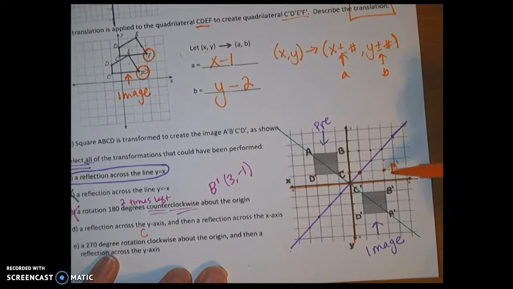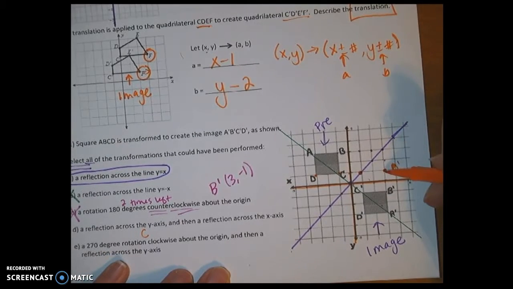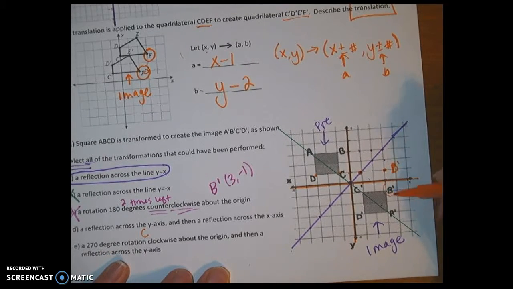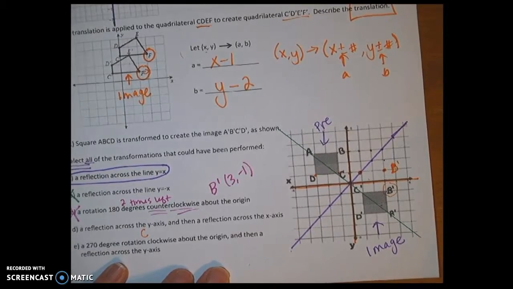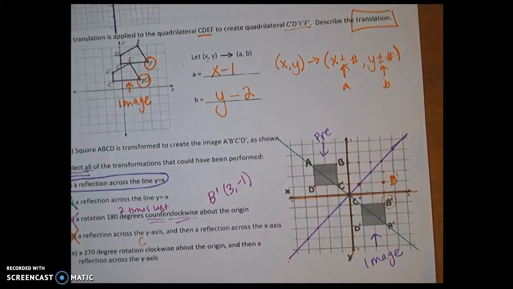Okay, D prime is going to be right there. In order to then reflect the other way, remember this is D, when I reflect over the x-axis, this point right here should be D. It's not, it's B, so that one does not work either.